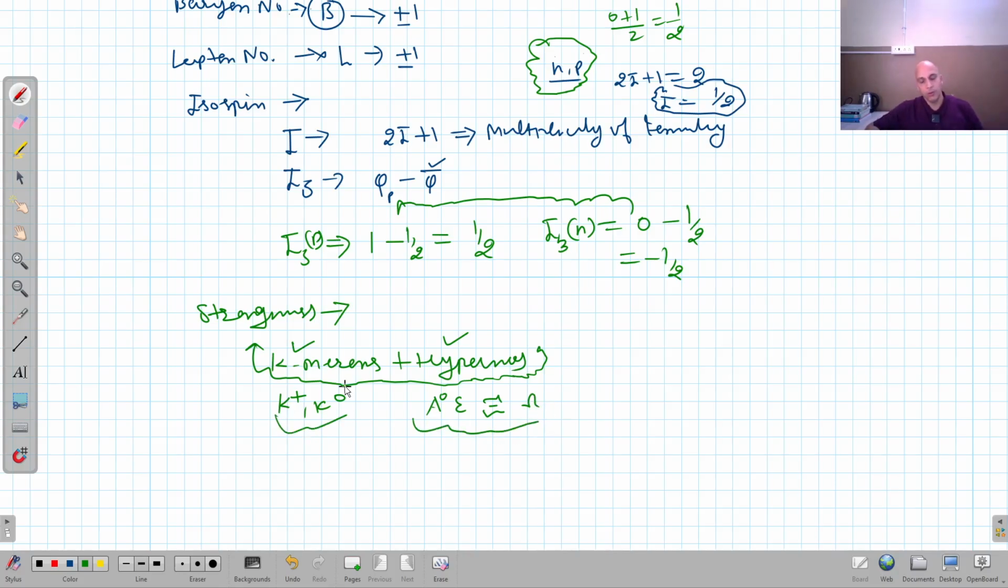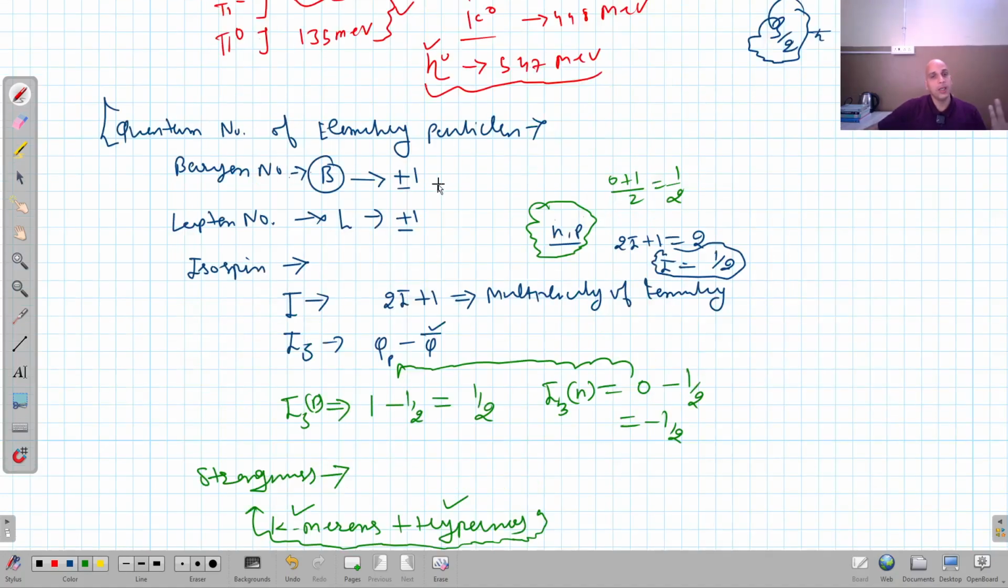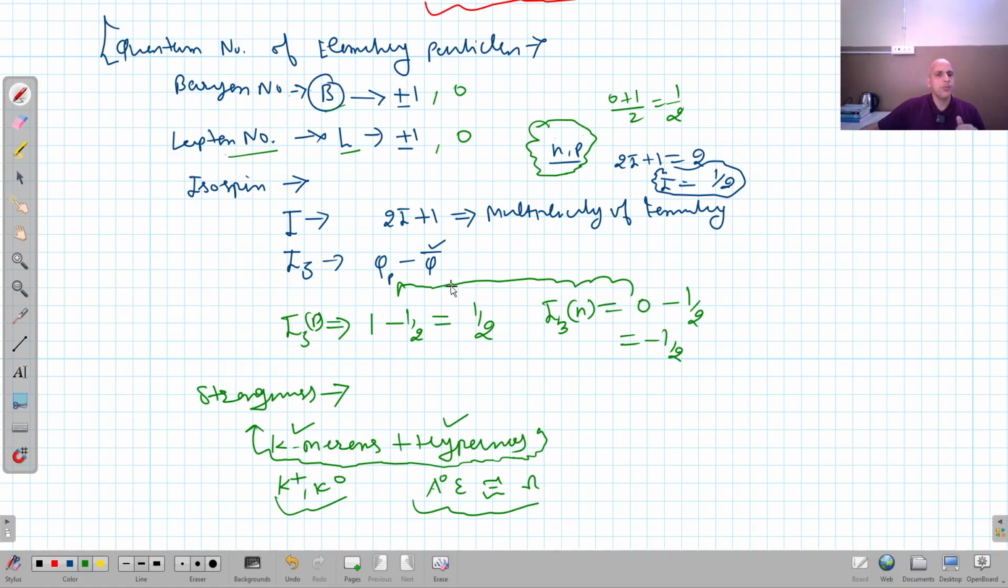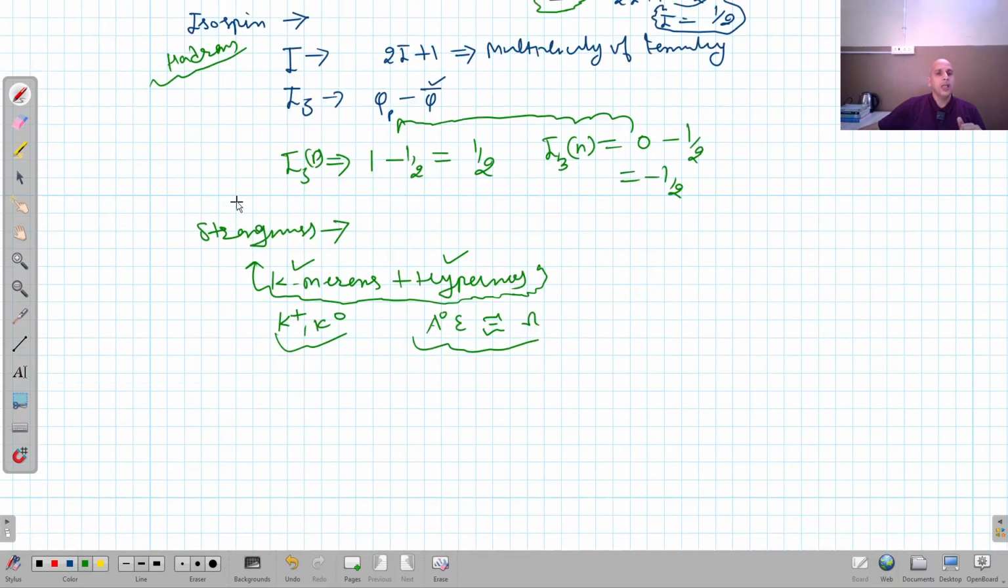Any other particle or family of elementary particles is not strange. And the strangeness quantum number is defined only for strange particles. For other particles, it is 0. Similarly, the baryon number for other particles is equal to 0. The lepton number is defined only for leptons, and the baryon number only for baryons. For other particles, it is 0. Similarly, the isospin quantum number is defined for hadrons, right? For other particles, again it is equal to 0. And the strangeness quantum number is defined for strange particles. For other particles, it is equal to 0. Very simple to remember.